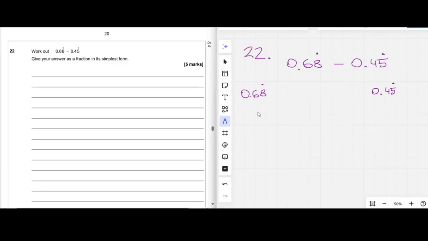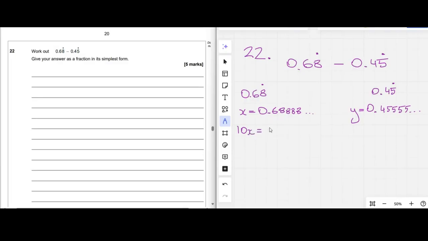And to do that, we are saying that x is our number 6.8888..., and y will be that other number 0.45555... Then we are moving the dot. To move the dot, it's just 10 times x.